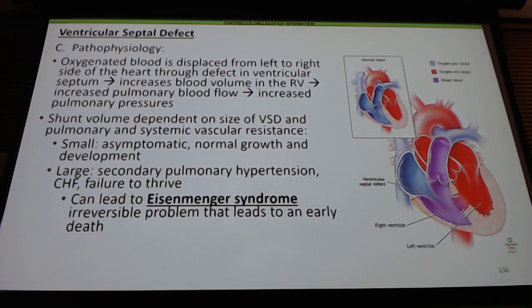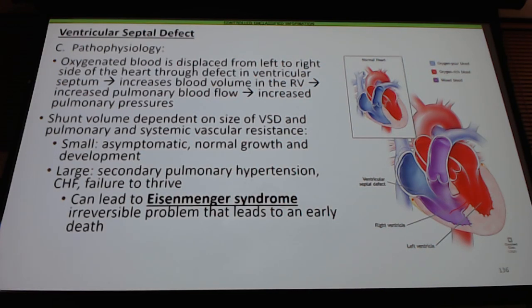And basically what happens with this is you're going to have all this blood going from the left, so oxygenated blood going from the left ventricle and into the right ventricle, mixing with that deoxygenated blood, and then that gets sent up to the lungs. And it's already oxygenated, so it's not necessarily going to get re-oxygenated. So you're wasting effort, wasting work, and wasting function of the heart.